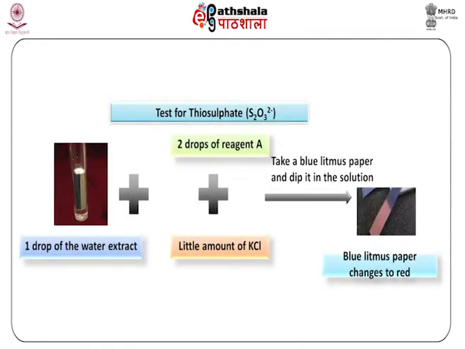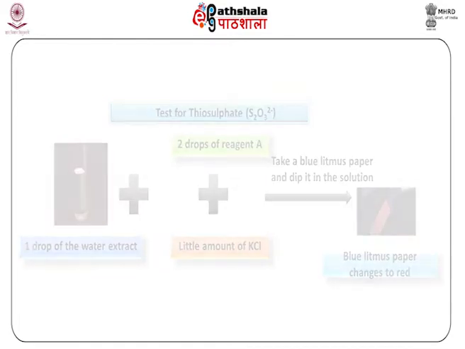Take 1 drop of the water extract in a clean test tube. Add 2 drops of reagent A and mix it thoroughly. Then add a little amount of potassium chloride to it. Take a blue litmus paper and dip it in the solution. The presence of thiosulfate is indicated if the blue litmus paper changes to red in color.